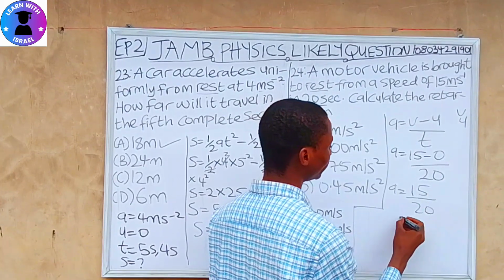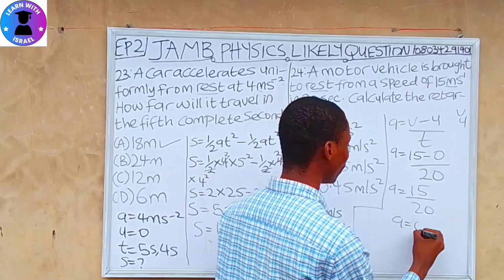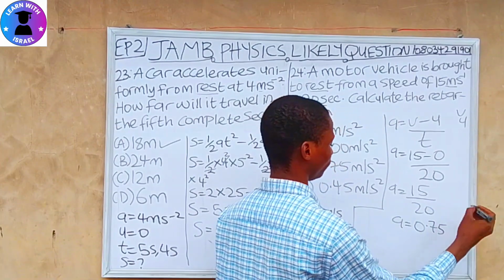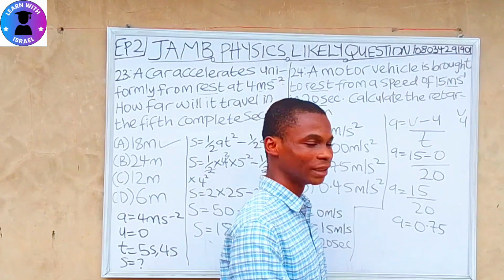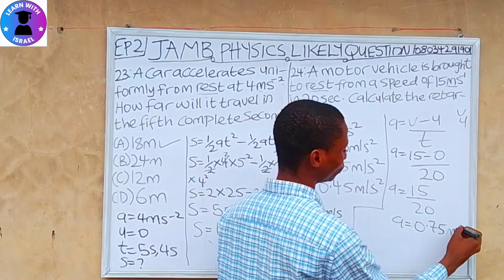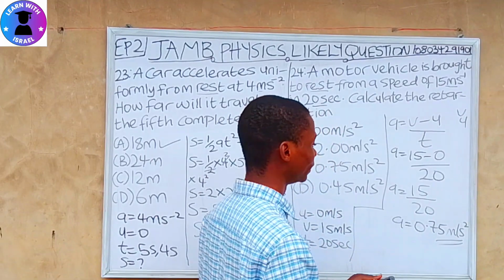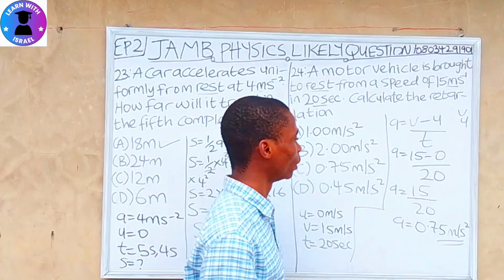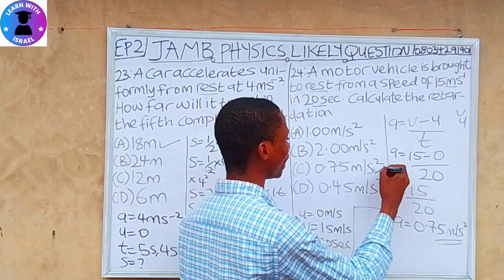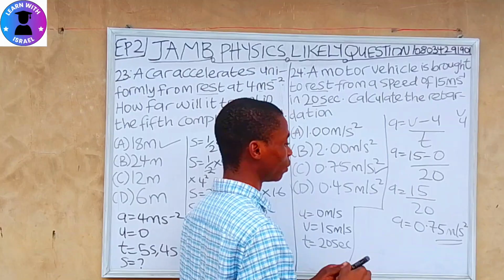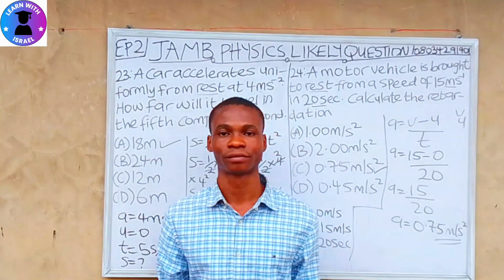So 15 divided by 20 is, check your calculator, 0.75. Can't leave it like that. I hope you know acceleration is measured in meter per second square. So our answer is 0.75 meter per second square. So let's check the options. You can find it in option C. 0.75 meter per second square is the correct answer. So guys, let's move to the next one.